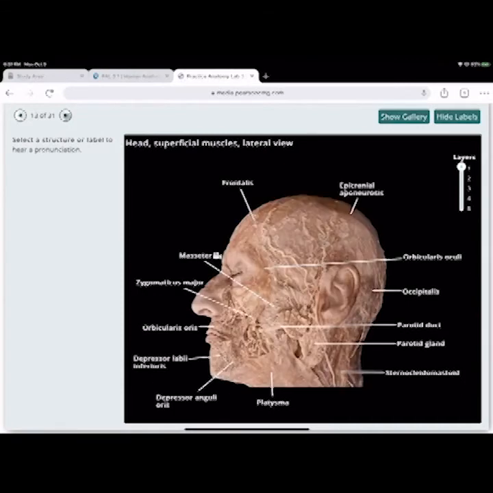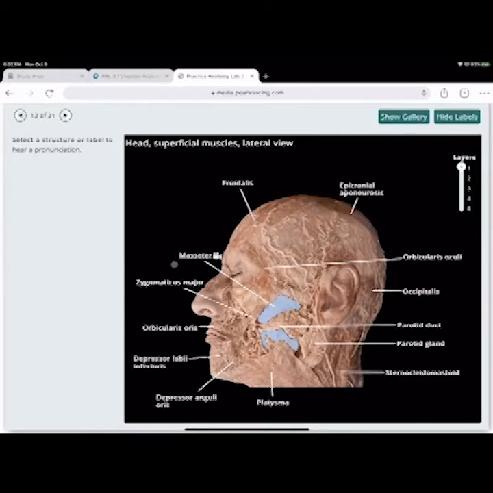Okay, seems to have caught up now. The lateral view, frontalis muscle. Okay, the masseter muscle. You can see the masseter muscle there. That's the main muscle of mastication. That swings around from the zygomatic arch down below the angle of the mandible.